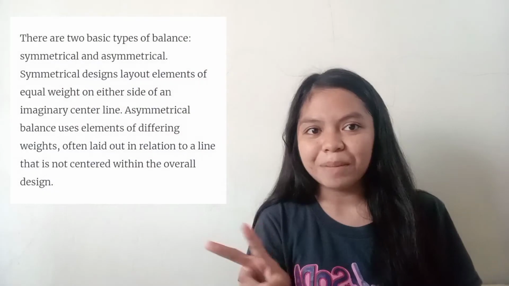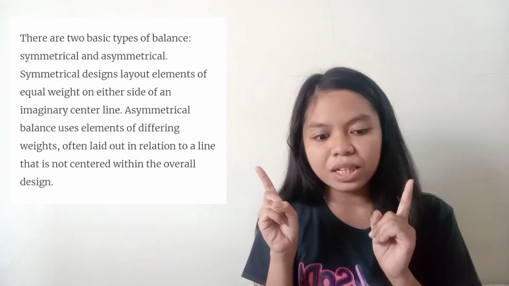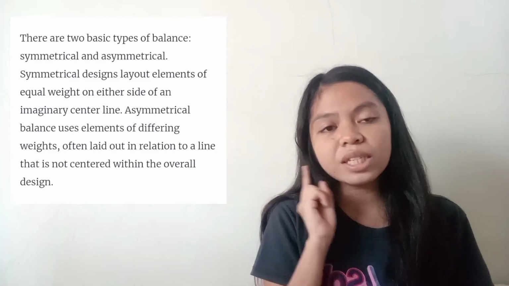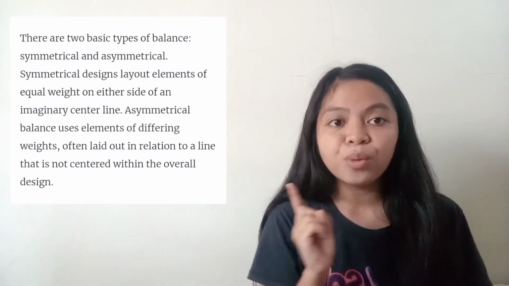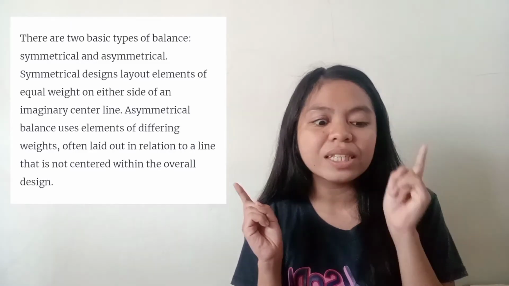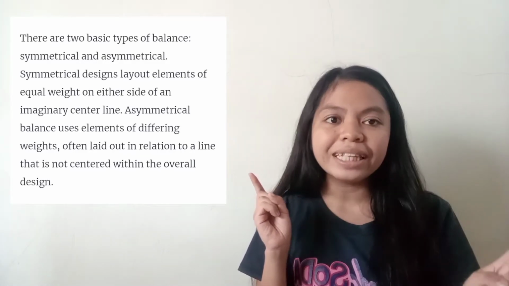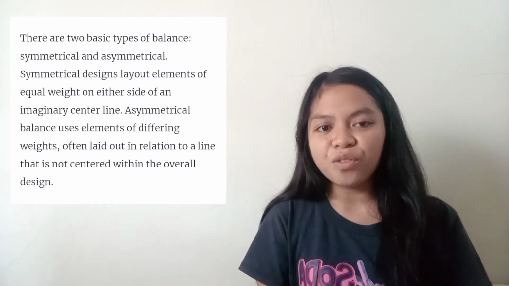The second one is balance. Balance has two basic types: symmetrical and asymmetrical. Symmetrical designs lay out elements of equal weight on either side of an imaginary center line, while asymmetrical balance uses elements of different weights often laid out in relation to a line that is not centered within the overall design.